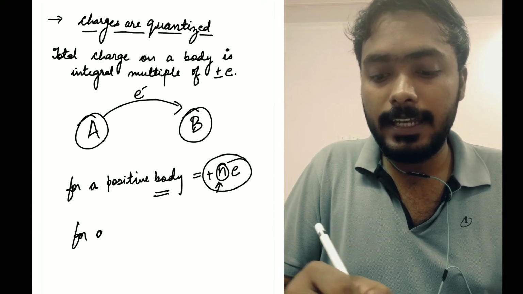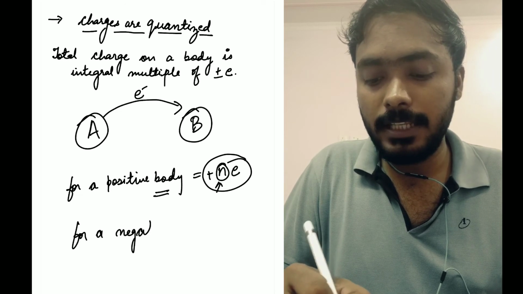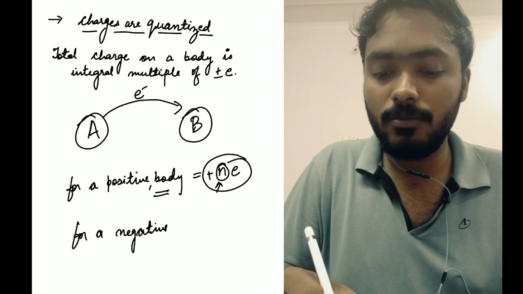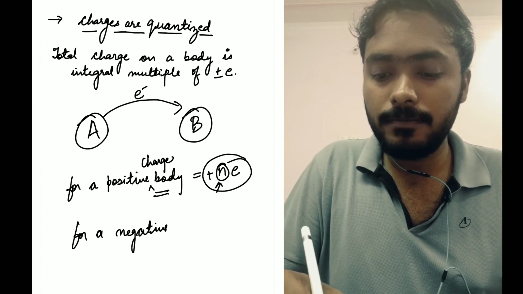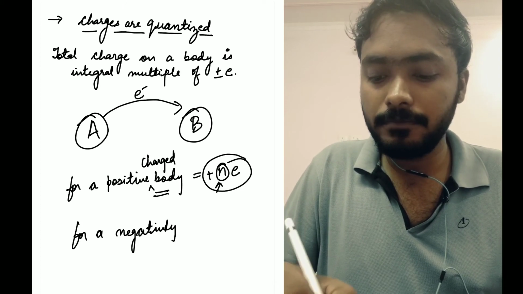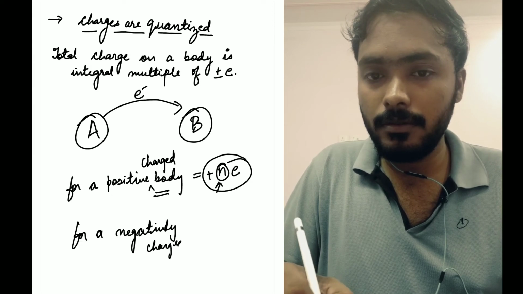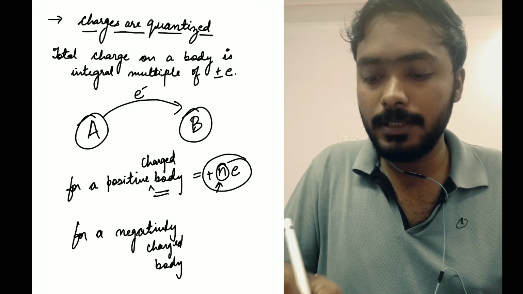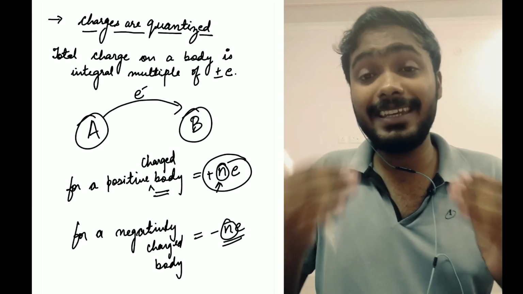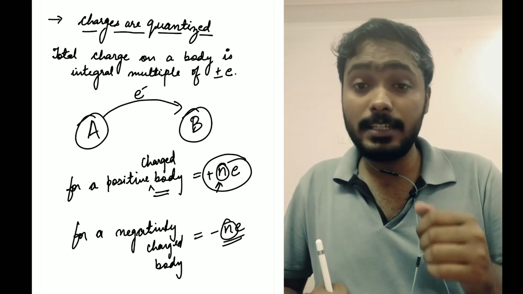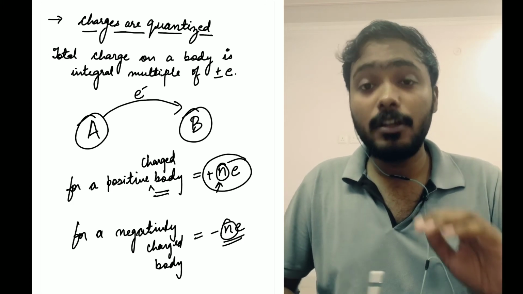For a negatively charged body, this will be minus n times e. So here n is an integer, it cannot take decimal values. I hope that is understandable.